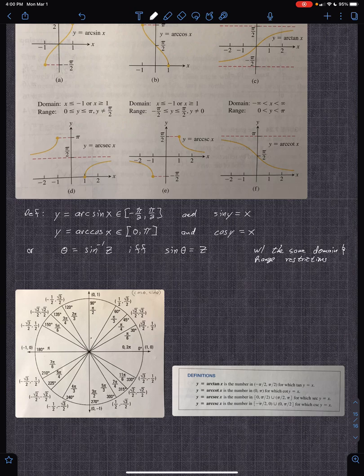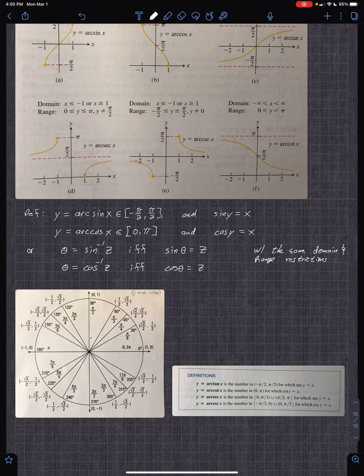Okay, and then you could also have theta is equal to cosine inverse. So you can write it like that if you want. And that does not mean 1 over cosine or 1 over sine. It's a little weird, but just be careful. If and only if cosine of theta is equal to z. So that's another way to write it, and that's how we normally see it. So let's look at a couple examples here.